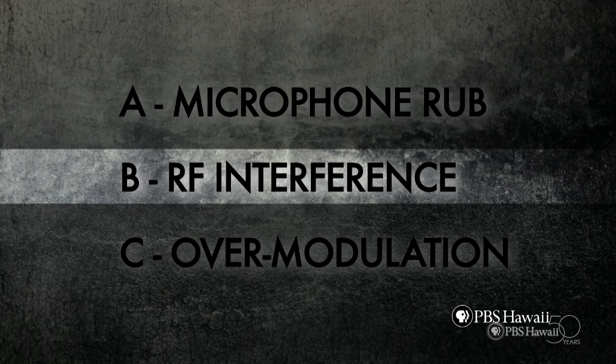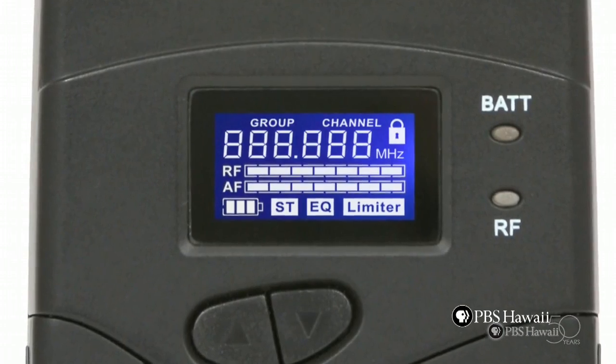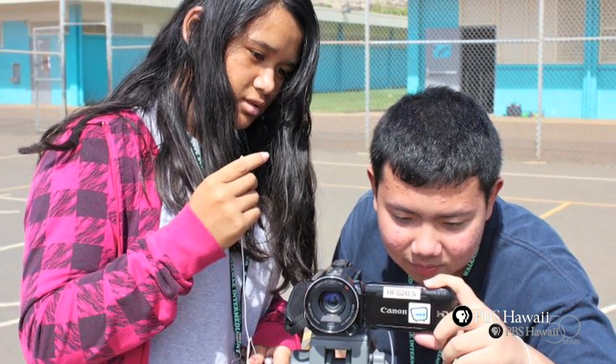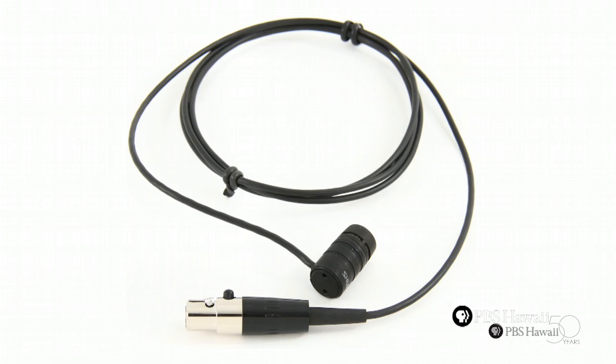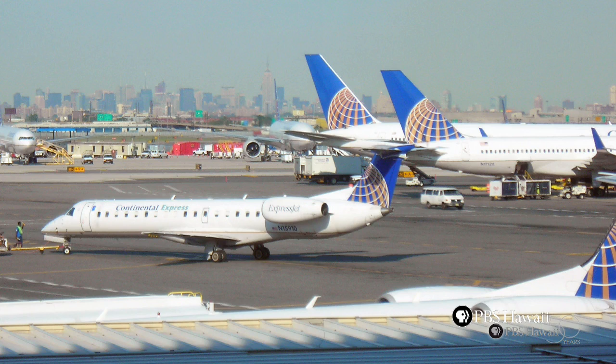If you experience radio frequency interference, double-check your frequencies on your wireless microphone transmitter and receiver. Make sure they are the same. If you're still hearing it, try different frequencies. And if neither of those work, you may want to think about shooting at a different location or switching to a hardwired microphone. Remember, airports tend to have one of the highest concentrations of RF.